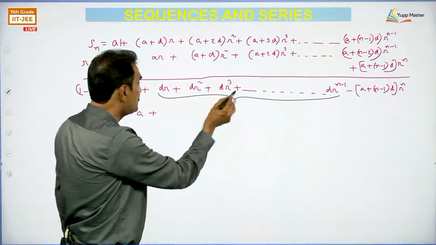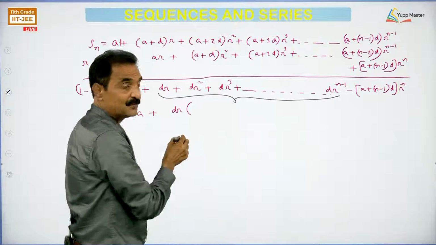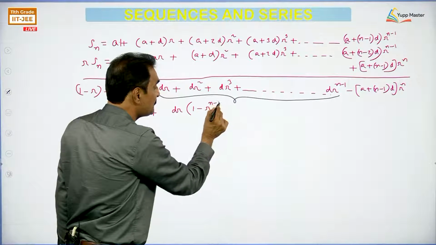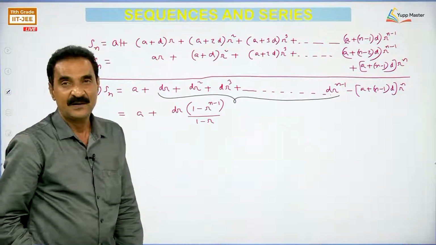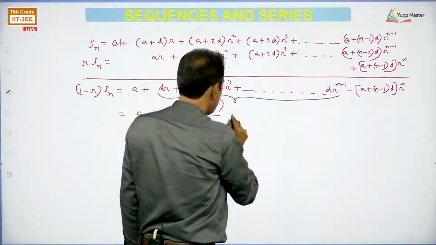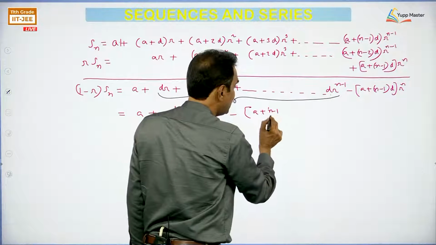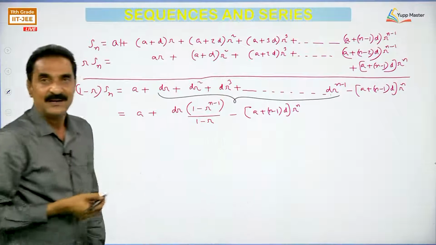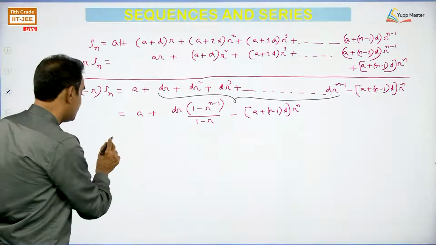So, the sum of this GP is d r into first term a into 1 minus common ratio for n number of terms upon 1 minus r, alright, minus the remaining term as it is, a plus (n minus 1) d into r power n. Now, dividing both sides by 1 minus r, we get the required result.